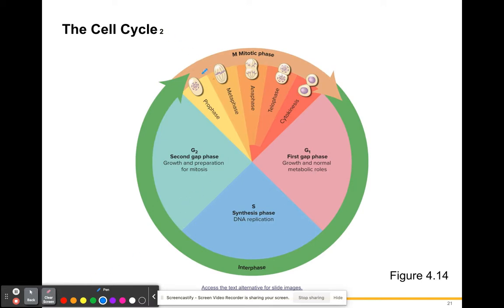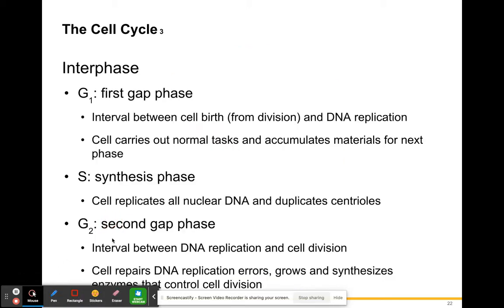Now, different cells will do this cycle faster than others. Skin cells do this extremely quickly. Nerve cells don't do this at all. Once you have a nerve cell, they don't divide. You can't get them back, right? So different cells, bone cells, this takes a long time to do, and that's why it takes so long for bones to heal after a break. Okay, so some cells do this much quicker than others.